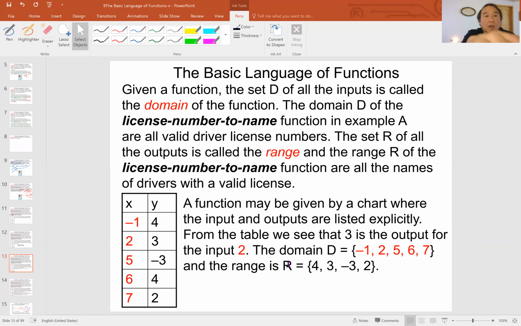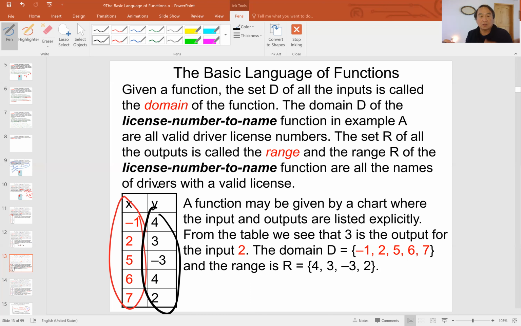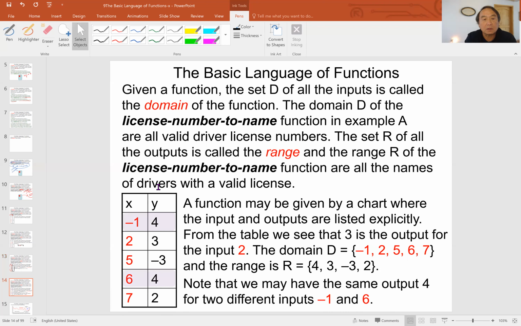And the range in this, the domain and range. Domain will be all the inputs this function will take. Only these numbers. You're restricted because the table only lists these ones. Okay. If it's not on the menu, you cannot ask for the price. Domain is the column, the range is the Y's.